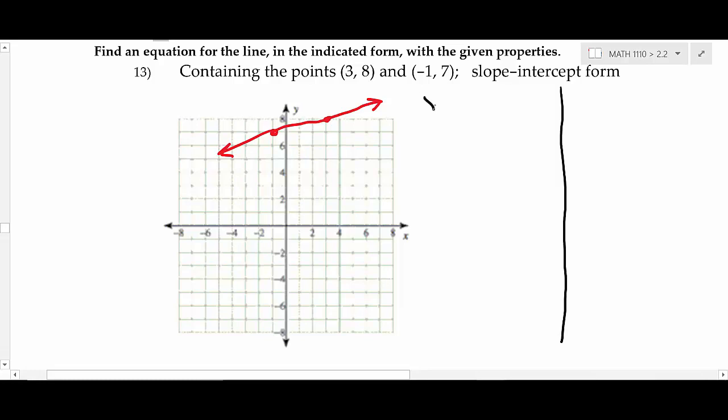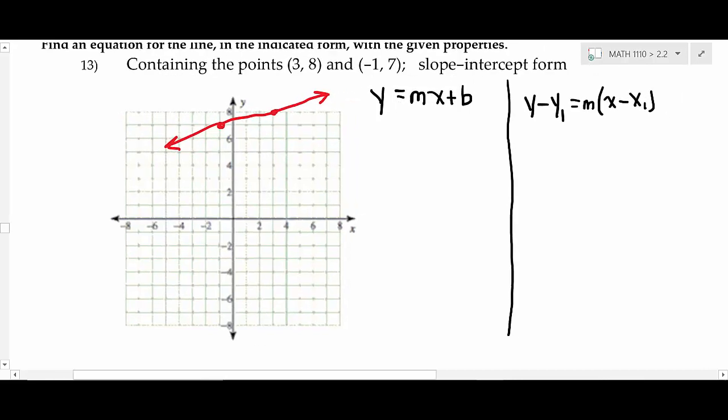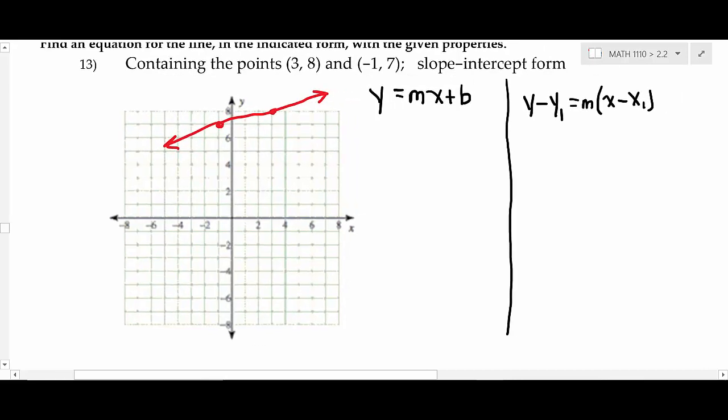So let's start this by writing down what we call the slope-intercept form. And then maybe draw a line, and to the right of that, I want you to write what we call the point-slope formula, so I can show you how to do this problem both ways, and then you can decide which way you like best, okay?